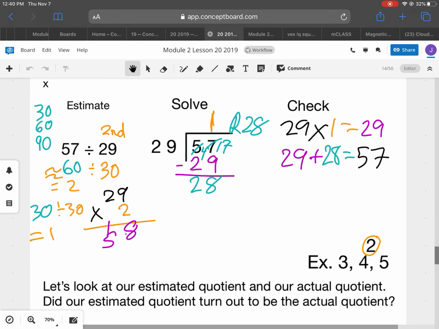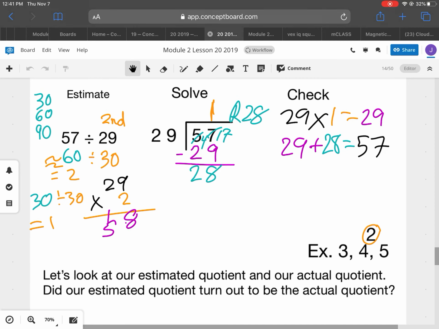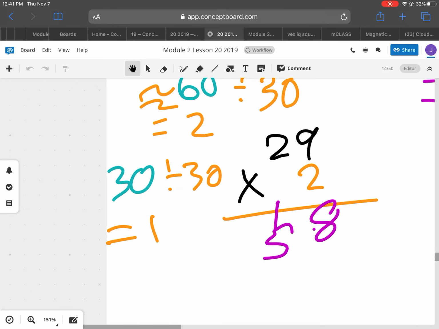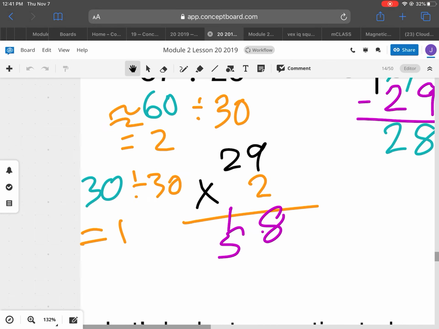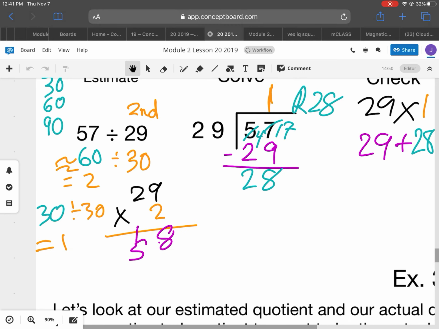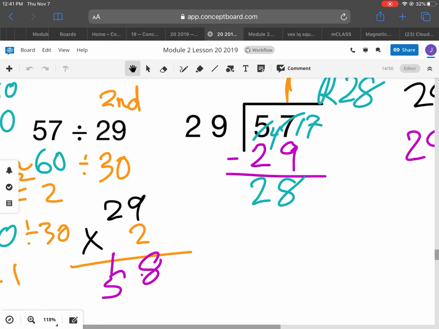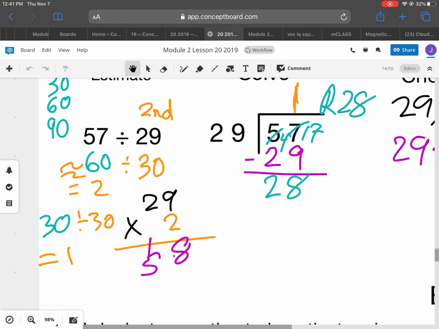Here's another problem. And in this problem, we could have chosen 60 or 70 for the estimation. Here I decided to choose 60, and here I decided to choose 30. In actuality, I should have just stuck with the 30, because if we multiply times 2, we get 58, and 58 is too much for the 57. So even if I did the 2, I should see that it's too much, and then therefore I need to go times 1. 29 times 1 is 29.